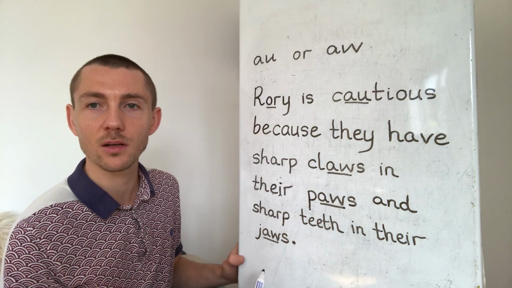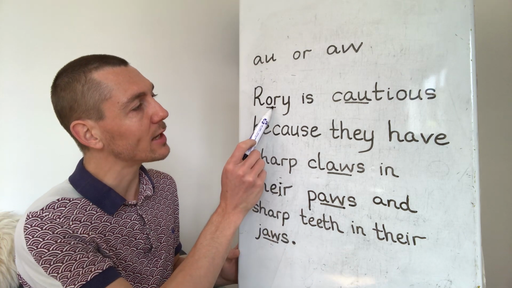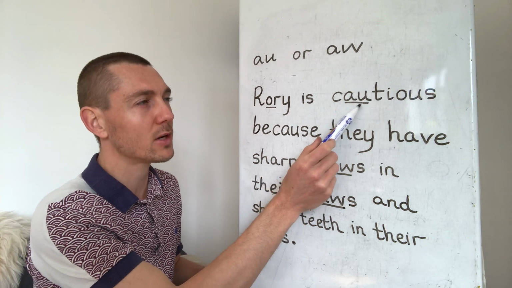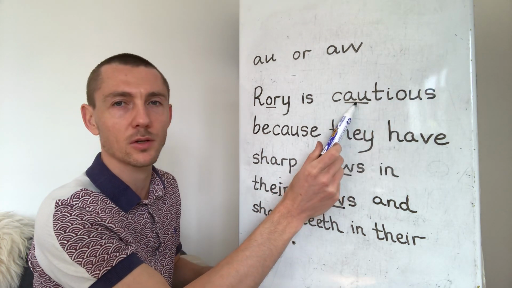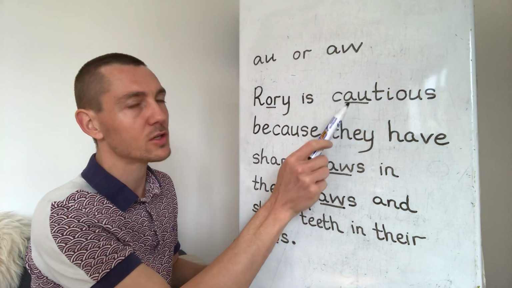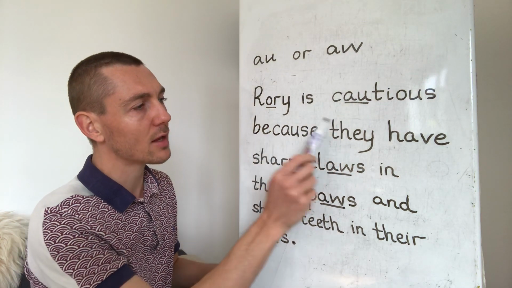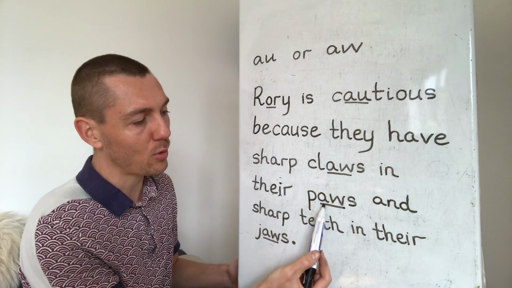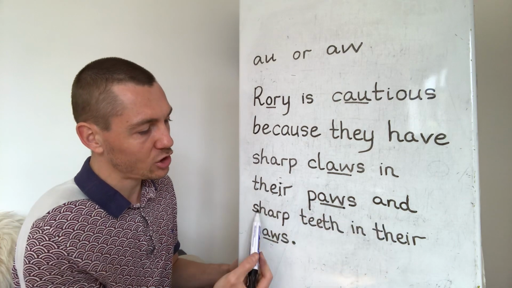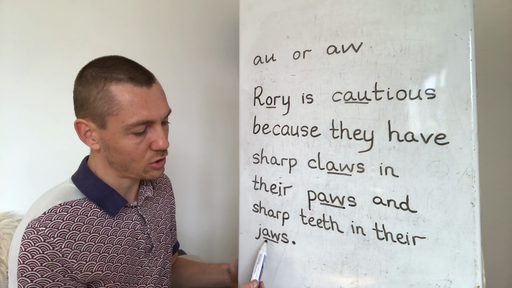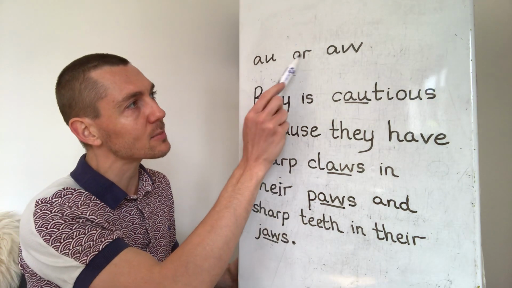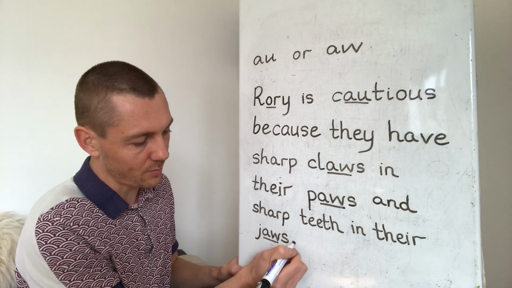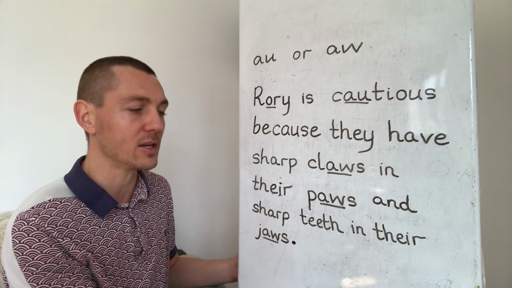Change anything that you need to. We've got the OR spelling in Rory, the AU spelling of or in cautious. That's the one I was not sure. I thought we hadn't really touched on that word before, but I wanted you just to have a try. Because they have sharp claws, AW, in their paws, AW again, and sharp teeth in their jaws, AW again. So we've got 3 different spellings, but just one or sound in that piece of writing. And of course we've got the stop mark at the end because it's a complete idea, it's finished, isn't it?